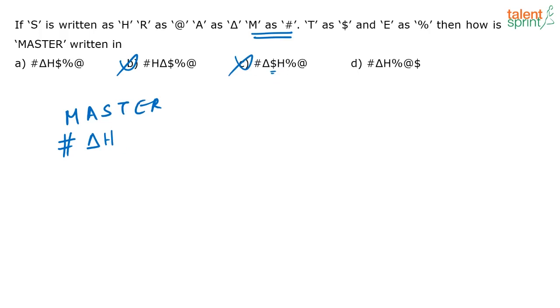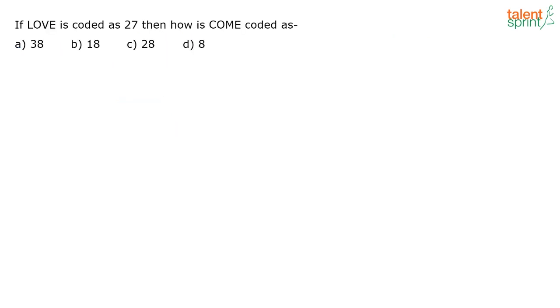Then you have T. T is coded as dollar. Eliminate this option. This should be your answer. If you check, you get E is coded as percentage and R is coded as, got the answer. Correct answer is option A. Next one, love is coded as 27. Then how is come coded?